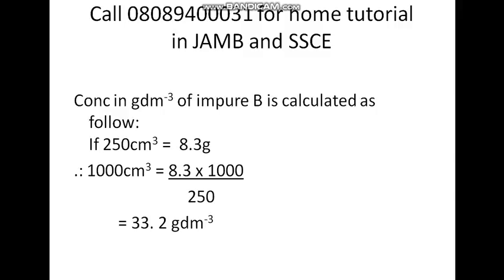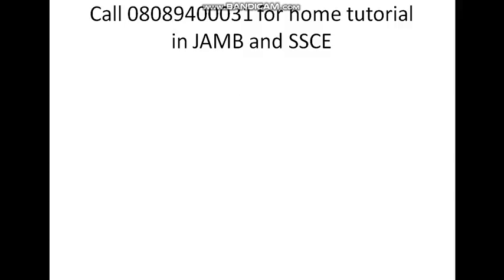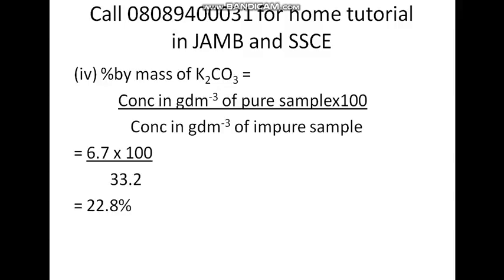Therefore, percentage by mass of K2CO3 in the mixture equal to 6.7, which is concentration in gram per dm cube for the pure K2CO3, divided by 33.2, which is concentration in gram per dm cube for the impure mixture, multiplied by 100, and the answer is 22.8%.